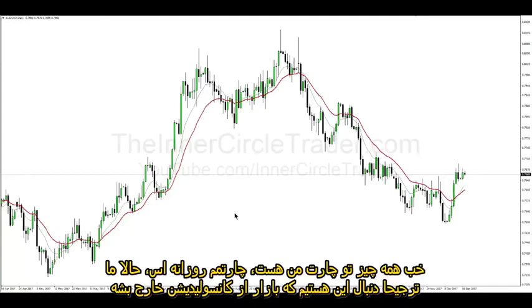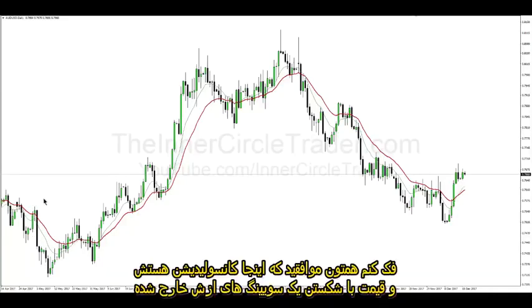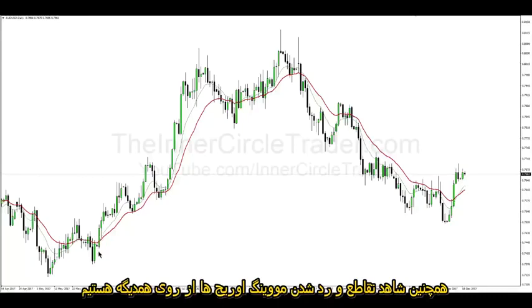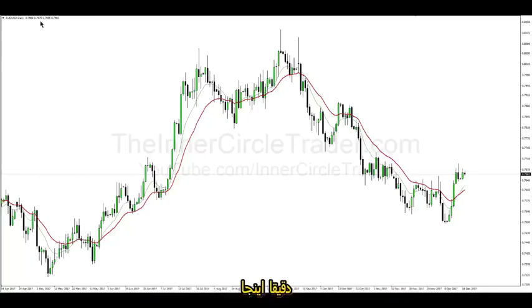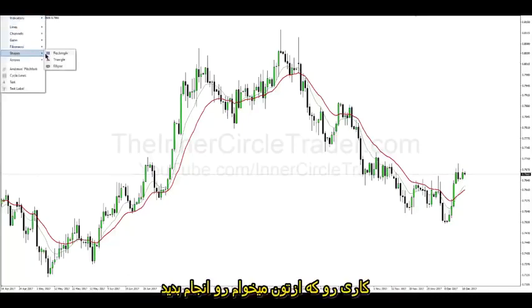Now on a daily chart, all we're looking for is preferably the market leaving a consolidation. I think everyone would agree that this is a consolidation here, and price has left the consolidation by breaking a swing high here. And also we have the crossover on the moving average. So right there, this is what I want you to do.